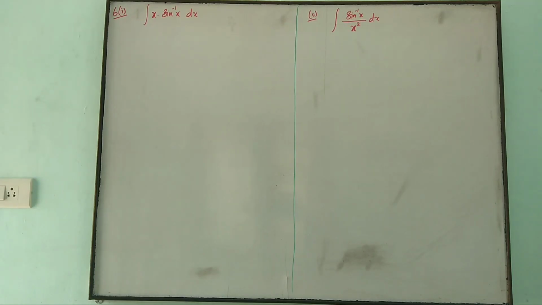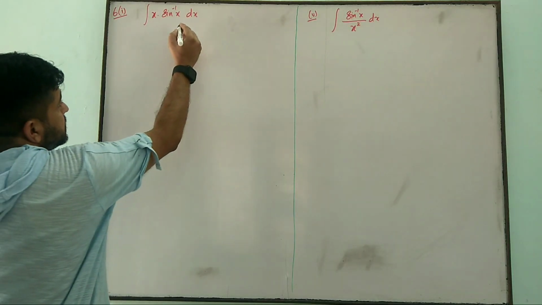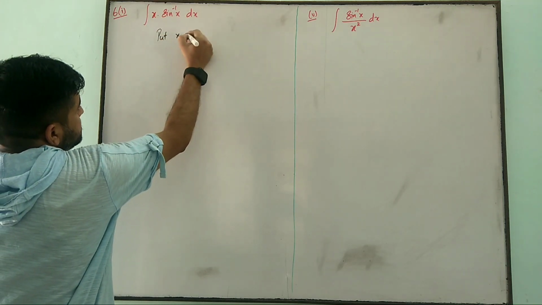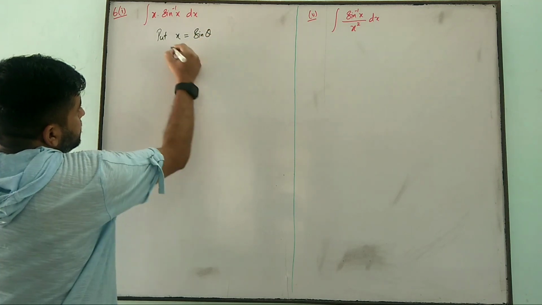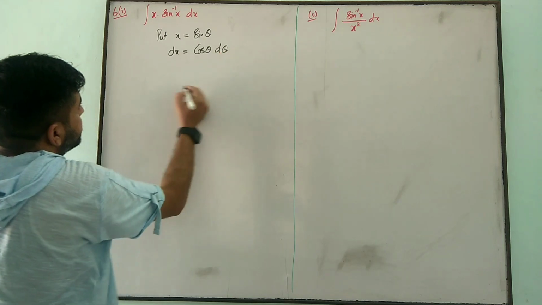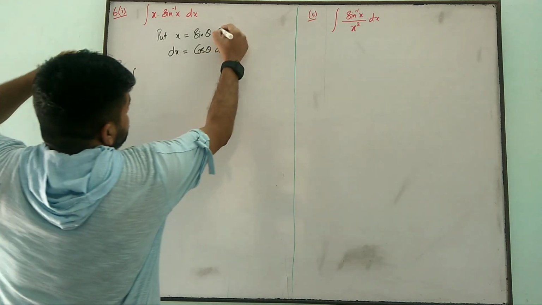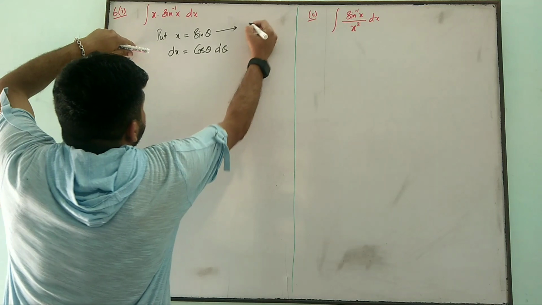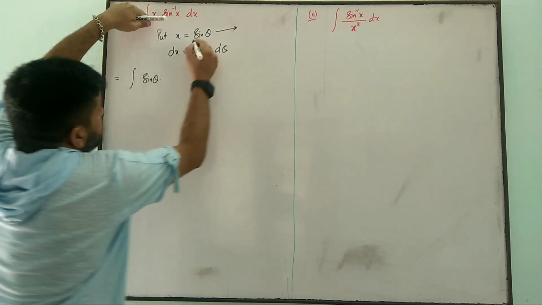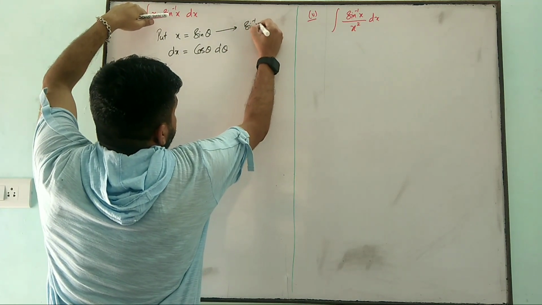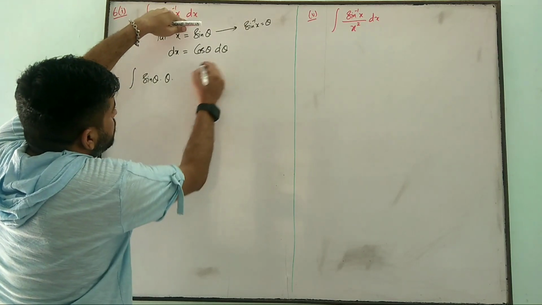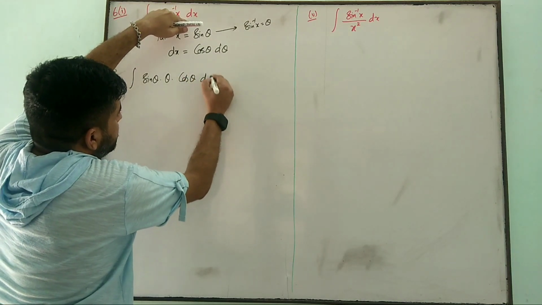Question number 6, we have x into sine inverse x. Then again we can apply u into v, but it will be easier if we put x is equal to sine theta. Then dx is equal to cos theta d theta. So the question changes to: x is sine theta, sine inverse x is theta, and dx is cos theta d theta.